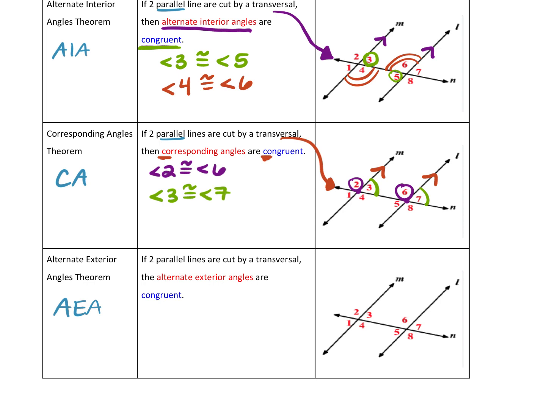You should be seeing 2 more pairs. Angle 1 will be congruent to angle 5.